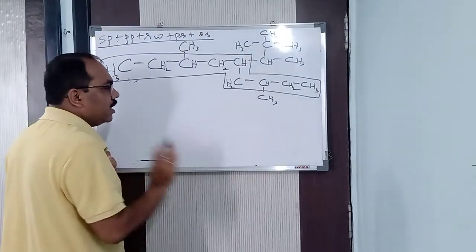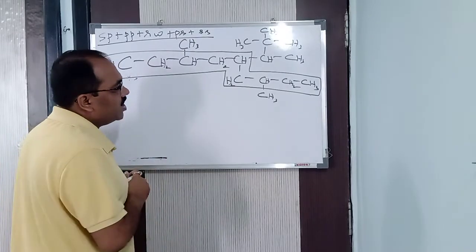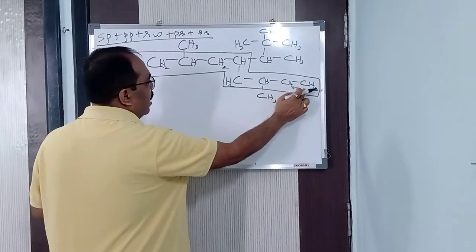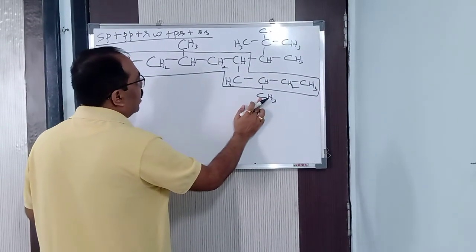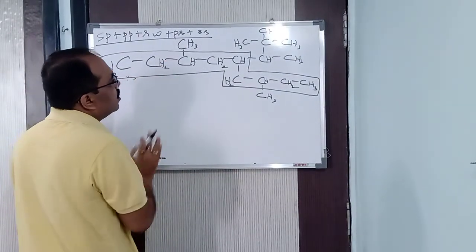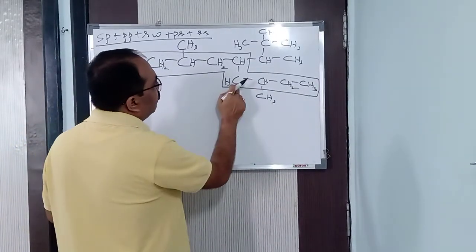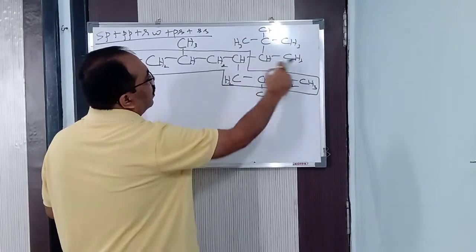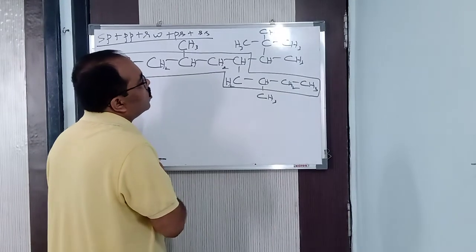Now the next thing I need to do is the numbering. From which end should I start? I always have two ends, either this end or this end. If I start from this end, 1, 2, 3, then branching comes first in the third carbon atom. From this end, if I start 1, 2, 3, here also branching comes in the third carbon atom. Now next is 4th, 5th. Clear? In the 5th you can see a complex branch.